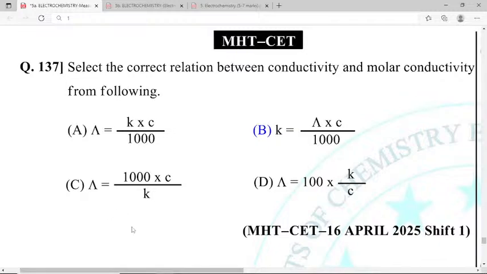Select the correct relationship between conductivity and molar conductivity. Very easy question. Molar conductivity is equal to 1000 K by C. So molar conductivity is equal to 1000 K by C. Modify the equation, we will get the conductivity.